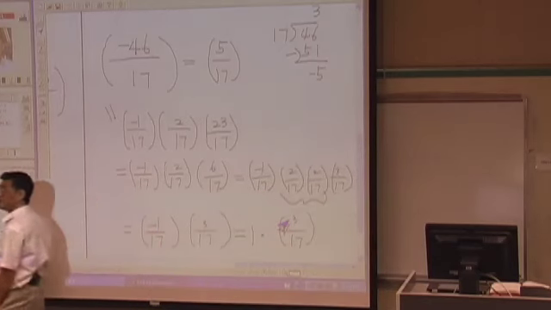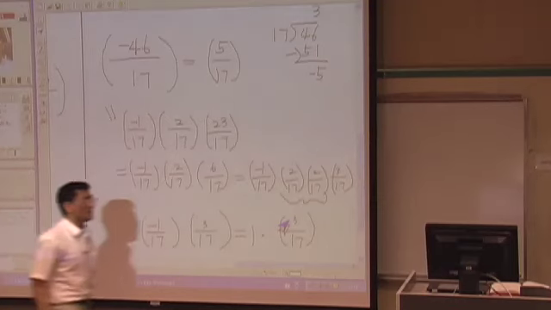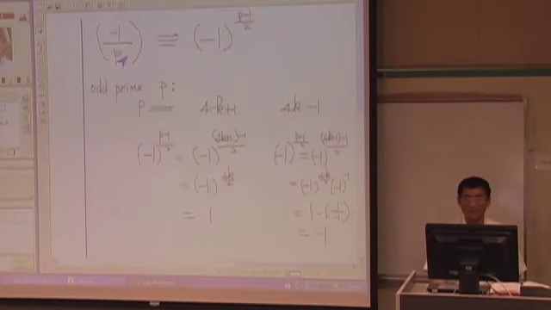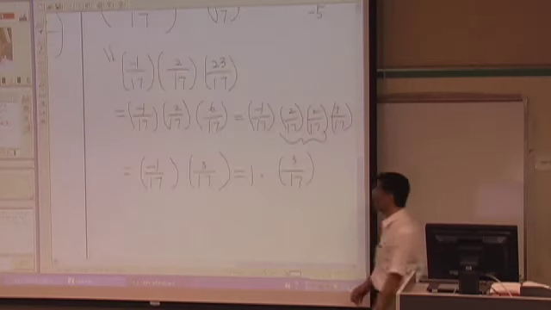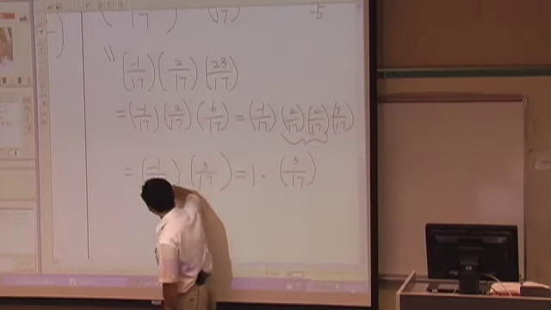Yes? Why did the negative 1 over 17 become 1? It is by the previous property that we proved upstairs, right here. It's 4k plus 1, and this is 1. The prime is 17, right? 17 is 16 plus 1 because of this reason. So always, when you have negative 1 and something, look at the denominator. It's not exactly the denominator, but it's easier to describe, right? Or the term underneath.